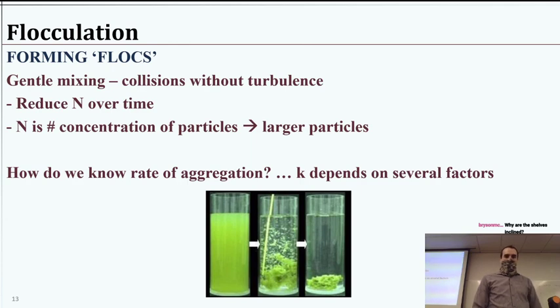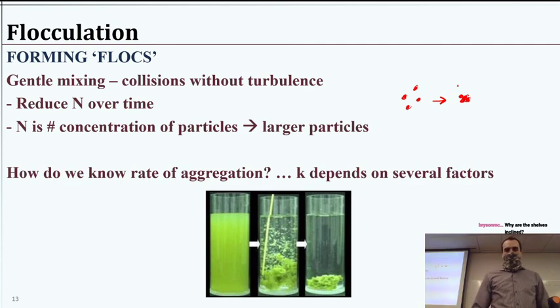So when we do this, we're going to give gentle mixing. We get the collisions without breaking them apart, without that turbulence. And our goal is to reduce the N, capital N, over time. This is our number concentration of particles. So as N decreases, that means we've had several small particles that were floating around in a solution, creating larger particles. So if we had four particles here, then we have one particle now that was made up of four of the smaller particles. So that's kind of our goal.